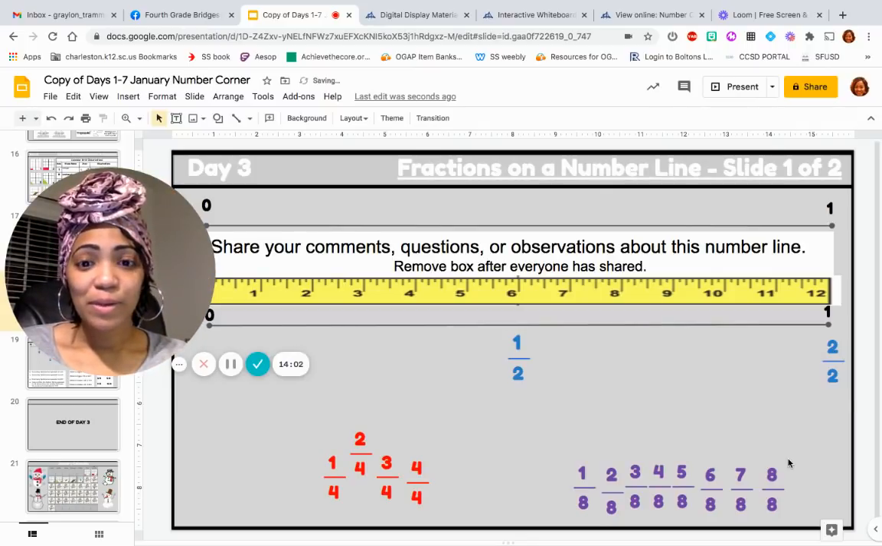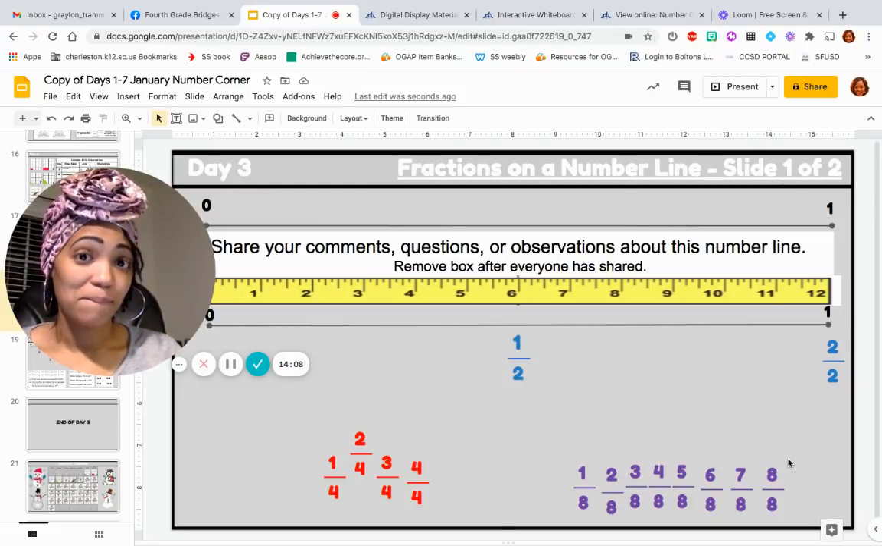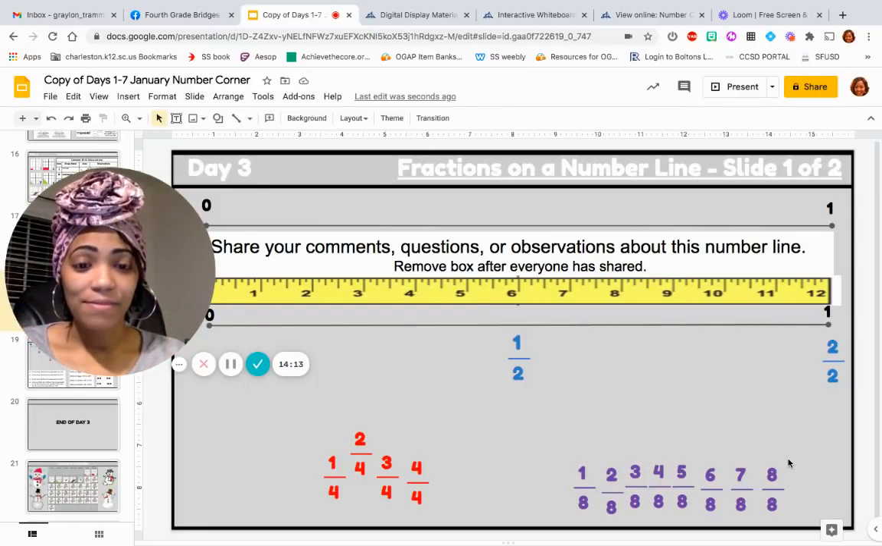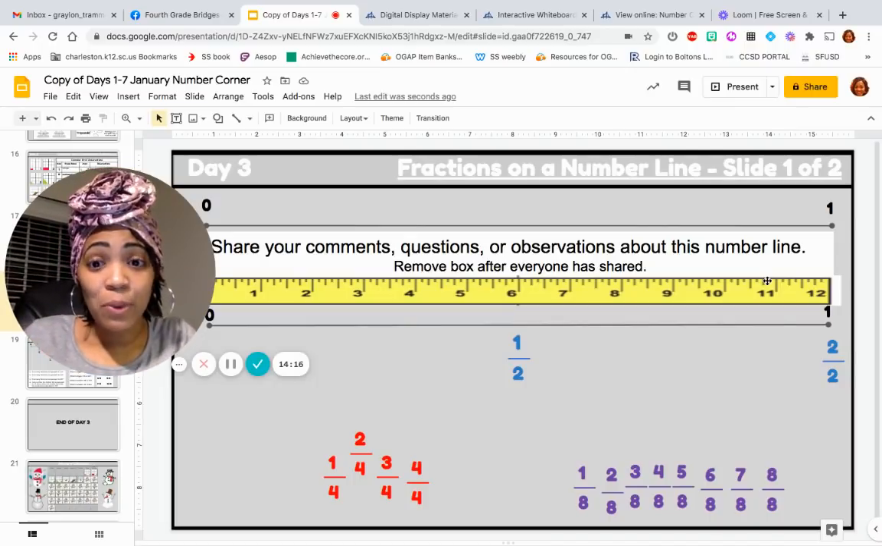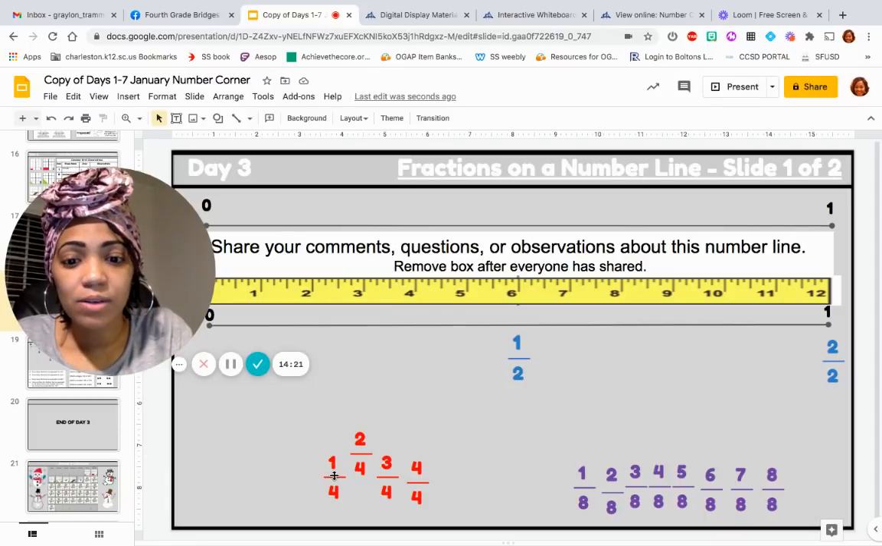All right, so what do we know about fourths? Okay, a fourth is half of a half, right? I would take a piece of paper and fold it in half. In order to get fourths, I'd fold it in half again. Or I can think about my 12 inches and divide it by 4, and I'm going to get 3 inches in each fourth. So I'm going to take my first fourth.